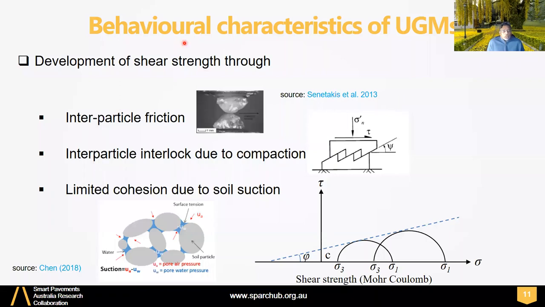Behavioral characteristics of UGMs. UGMs develop shear strength through interparticle friction. So when two particles move relative to each other, frictional resistance has to be overcome. So the main strength comes from that. Then we can also get interparticle interlock. When soil is compacted, we create a denser mass. So when we try to shear them, or cause relative movement, we have to overcome this interlock, as you can see in this example. In addition, we can also have limited cohesion due to soil suction.